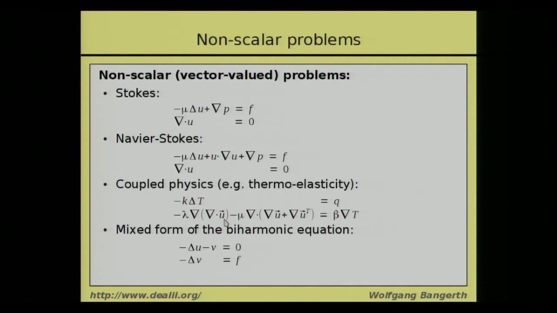Another kind of coupled problem would be the biharmonic equation, which we often write like this. We introduce a variable v that equals minus Laplace u, and then minus Laplace v equals the right-hand side f. Now, if I take v equals minus Laplace u from the first equation, I can insert this into the second equation, and you get back the biharmonic equation. Of course, the advantage of this particular formulation is that I only need second derivatives of my variables.